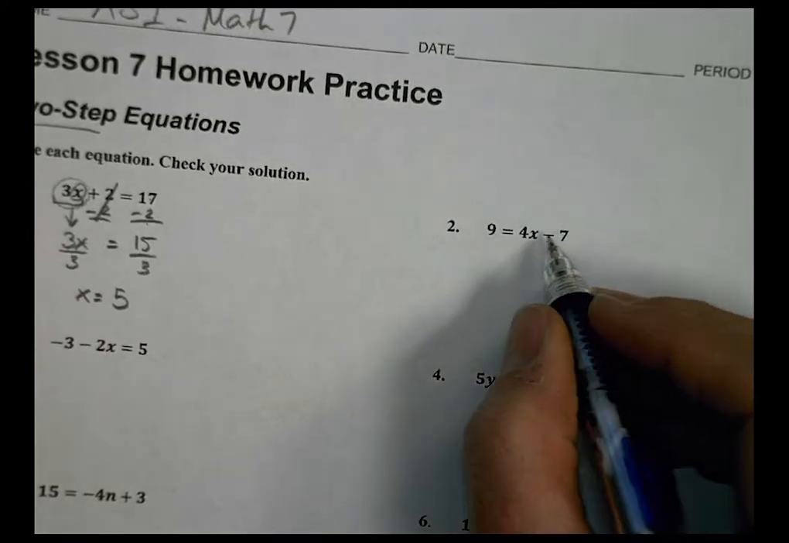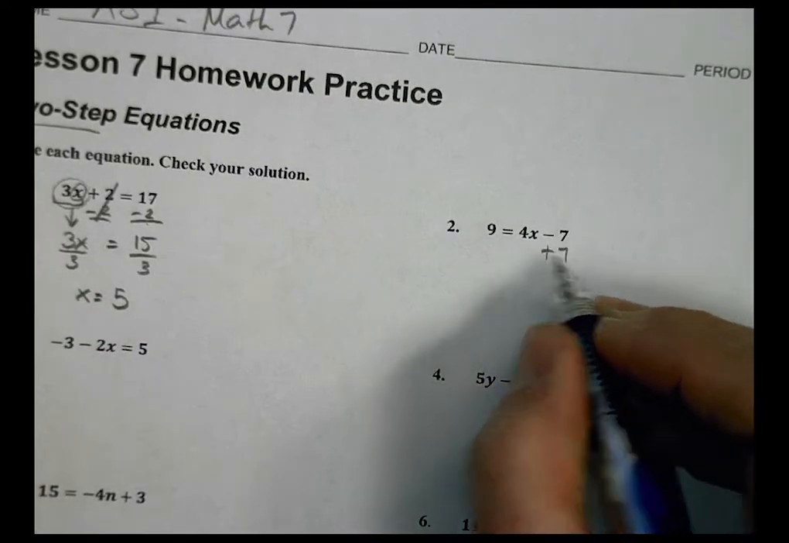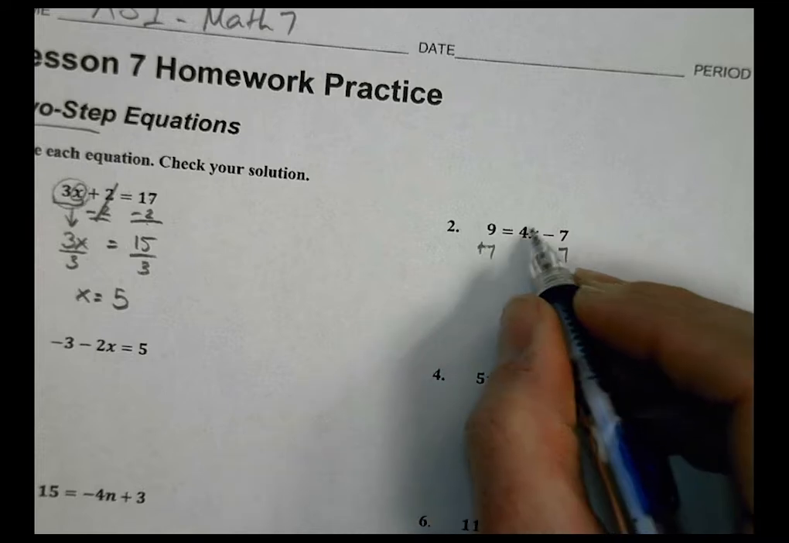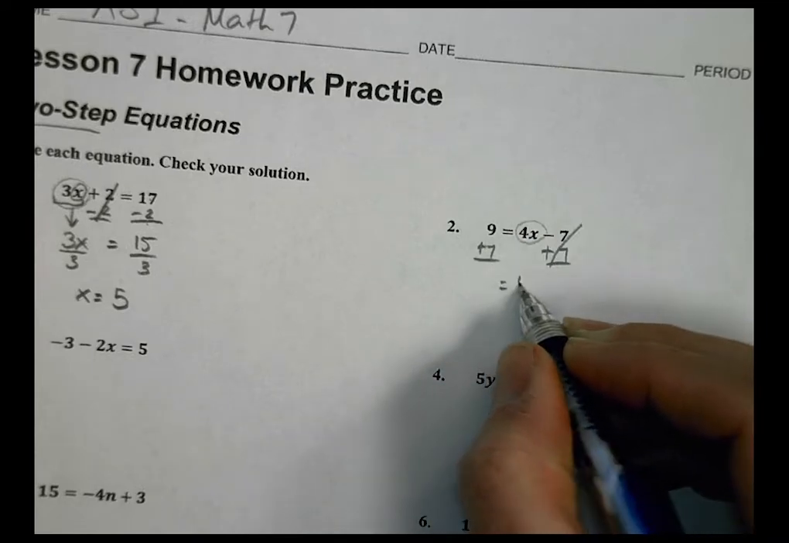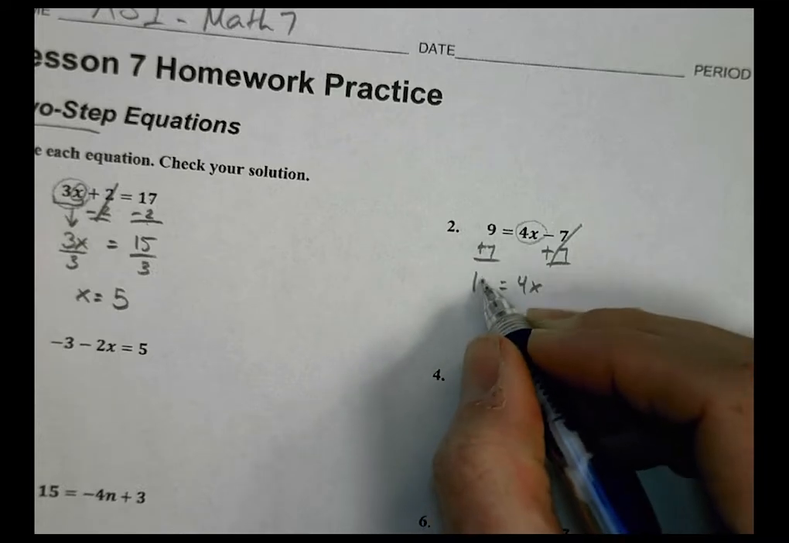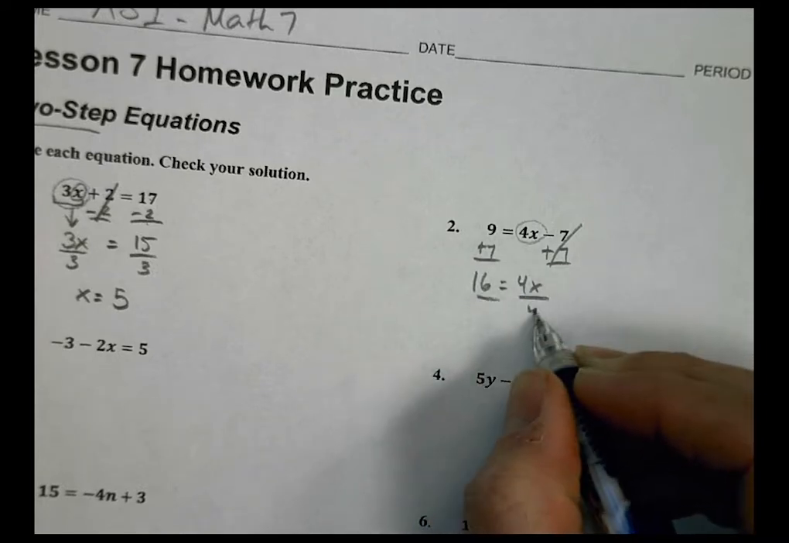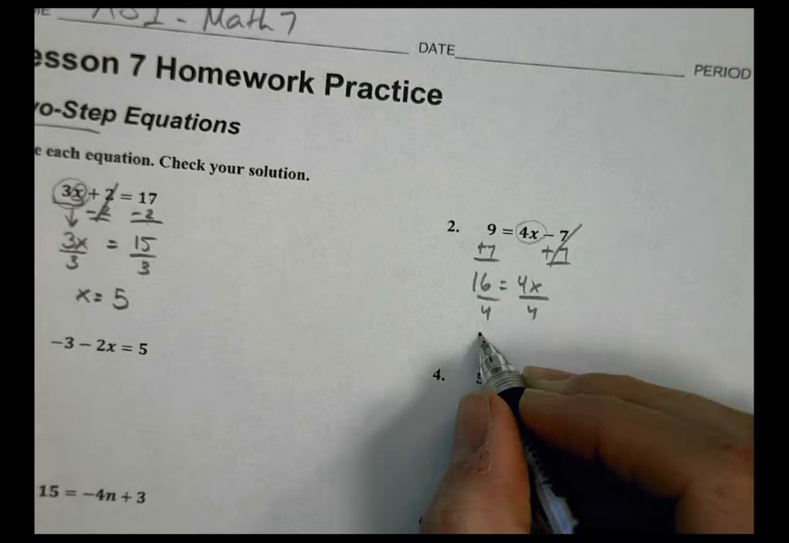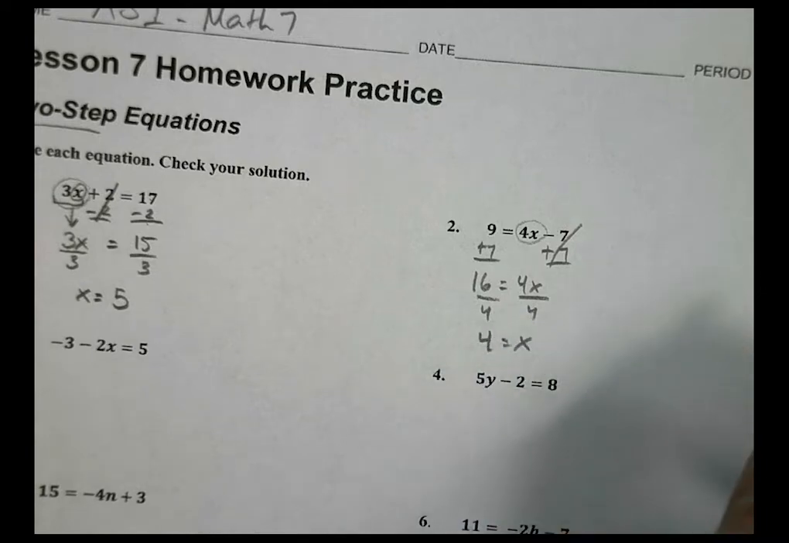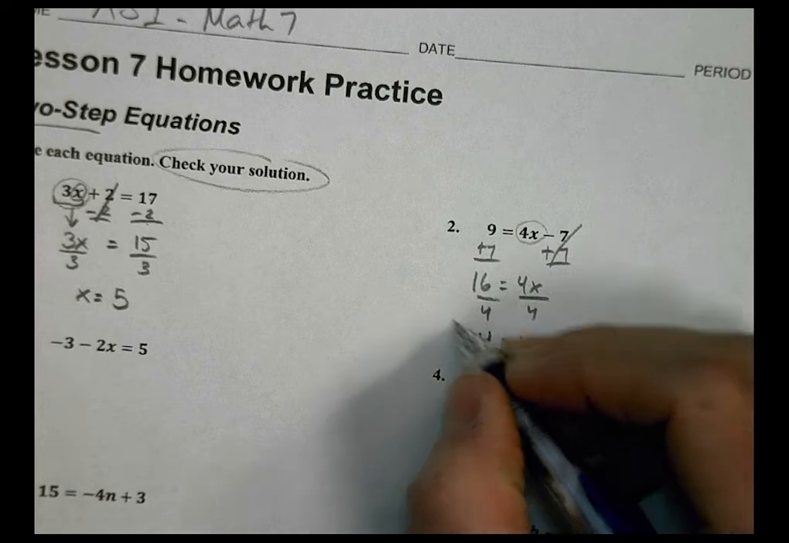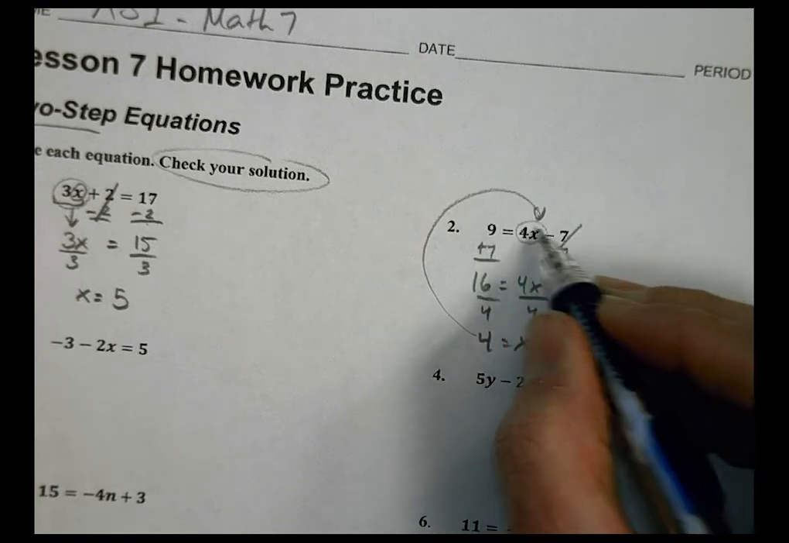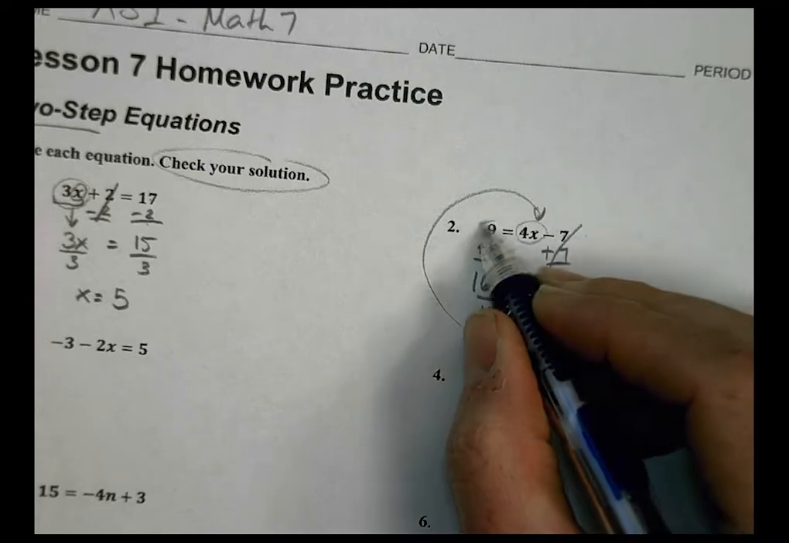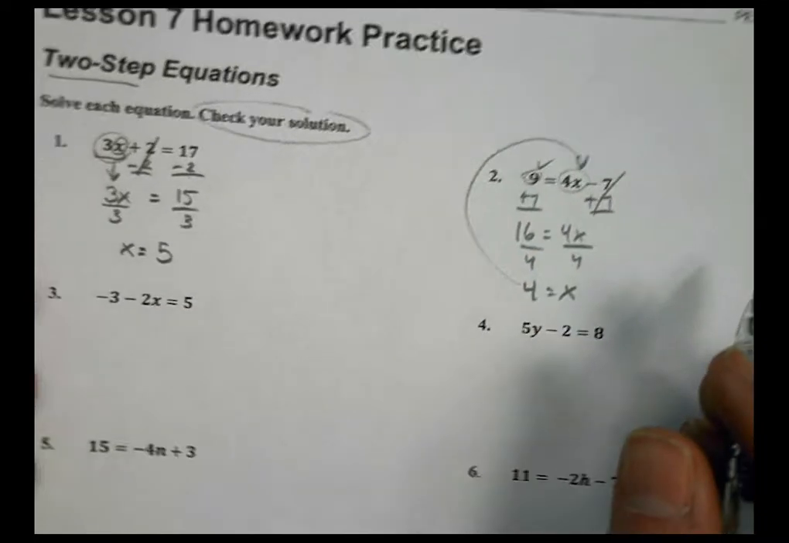Okay? Looking at number 2, we're going to add 7 to both sides in order to get the x variable by itself. That goes away, so we're left with 4x equals 9 plus 7 is 16. We divide both sides by 4. 16 divided by 4 is 4, so x equals 4. It does say to check your solution. The way you would do that is you would put the 4 back up into the equation, and you'd say, well, 4 times 4 is 16, 16 minus 7 is 9, and that matches that, so we're good to go.